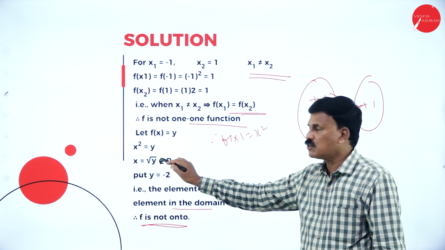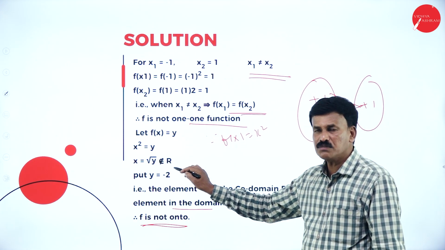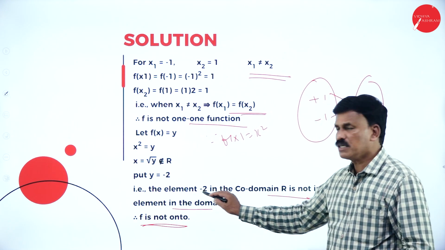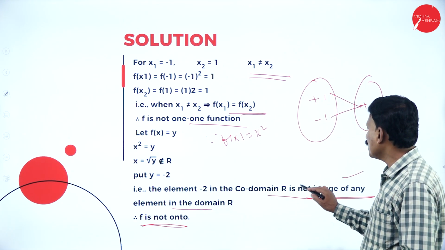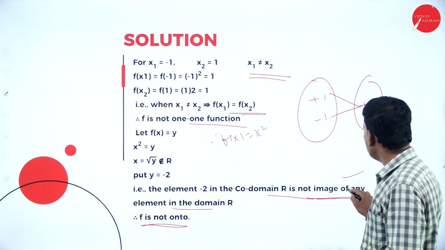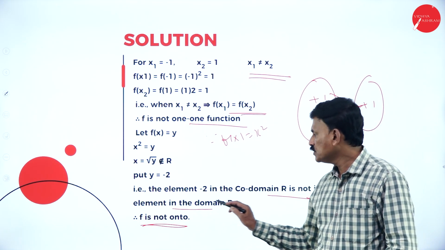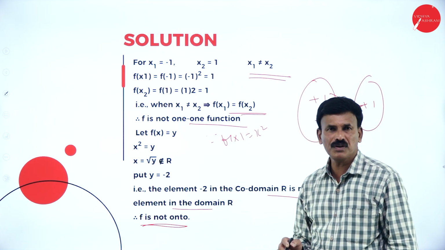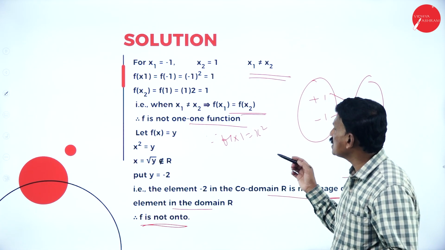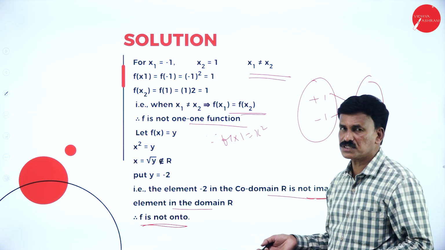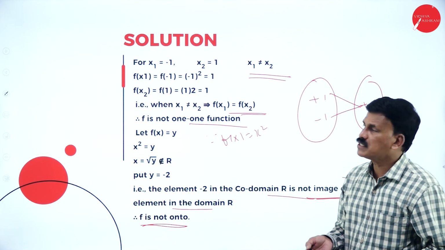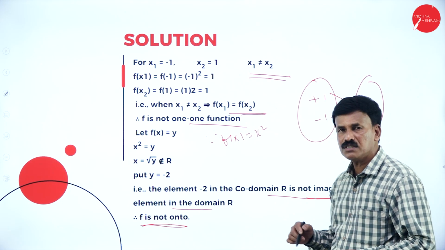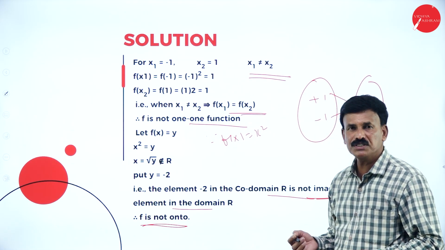So, if x square is equal to y, then x is equal to root of y, which does not belong to R. Suppose if you put y equal to minus 2, the element minus 2 in the codomain R is not the image of any element in the domain R. So, therefore, this f is not an onto function. So therefore, f of x is neither a one-one function nor an onto function. That is, if f of x is equal to x square, the function f from R to R is neither one-one nor onto. This is not a bijective function.